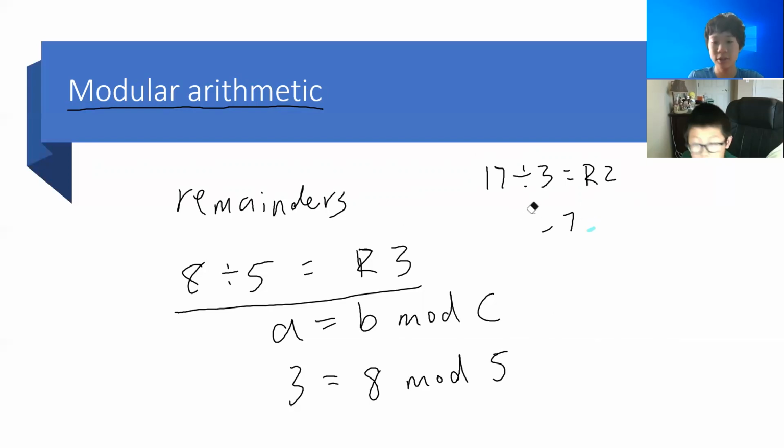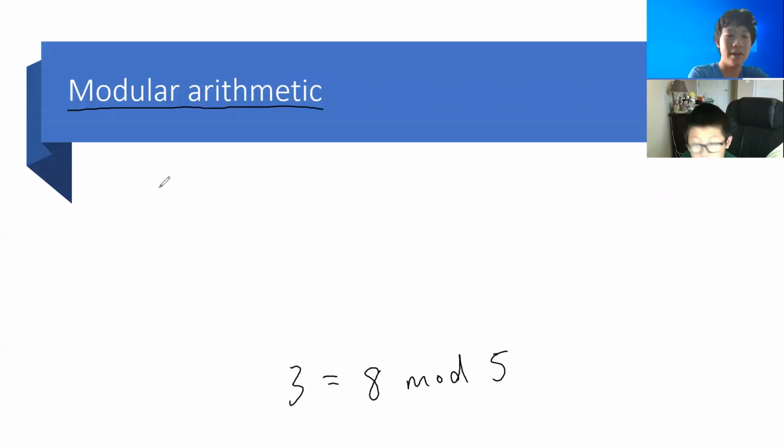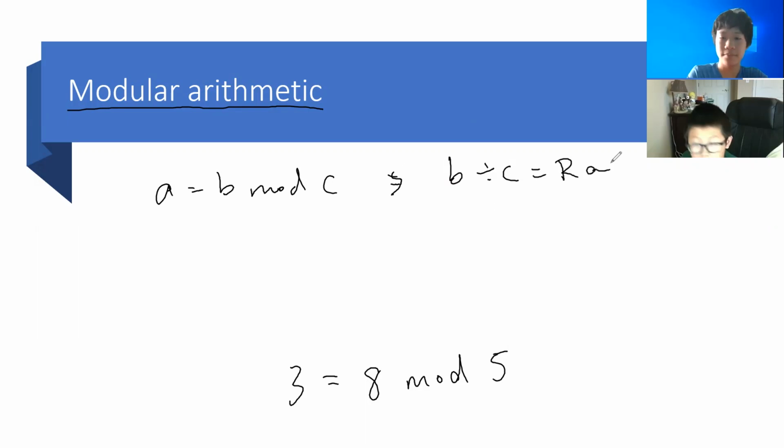And we've got a few rules with mods. I like to call them mods because modular is kind of a long word. Let me first label these values in this format. A equals B mod C is the same thing as saying B divided by C equals remainder A. That's the format. Now we've got a few rules here.